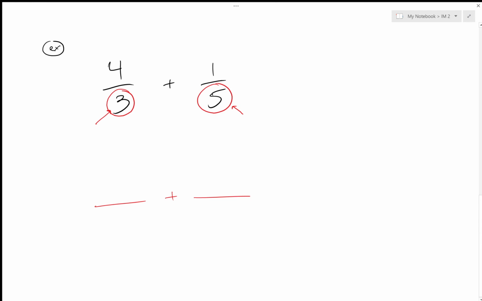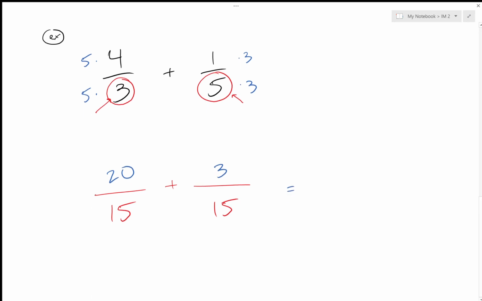So 3 times 5 would be a 15. Both of those numbers do go into 15, so 15 is the number I want to create here. And individually, I had a 3, I need to get to 15, I multiply by 5. But what I do to the bottom, I also have to do to the top. So that 4 times that 5 gives me a 20. Now on the other side, I had a 5, I need to get to 15, so I multiplied by 3. But what I do to the bottom, I also have to do to the top. And 1 times 3 is 3. So these are the same values, they just look different. And now adding these together, we get 23 over 15.